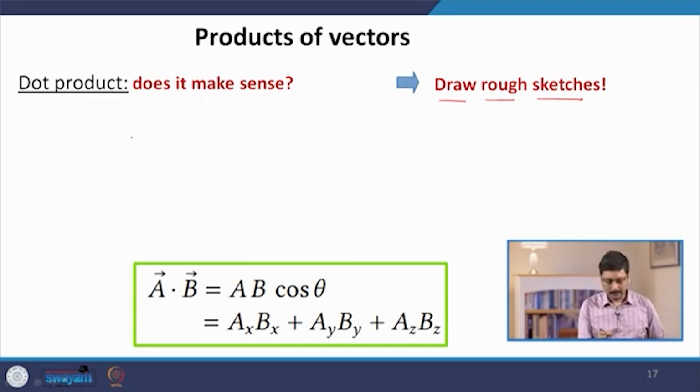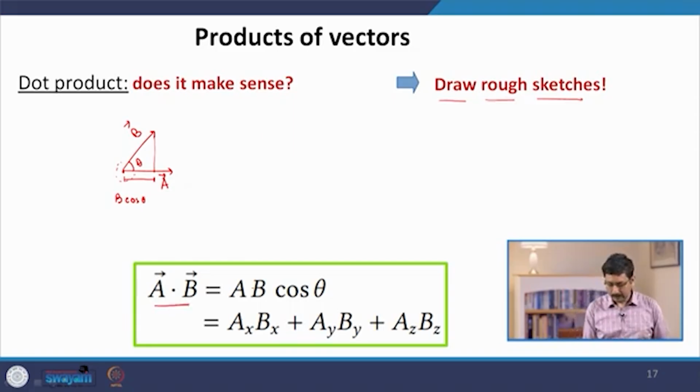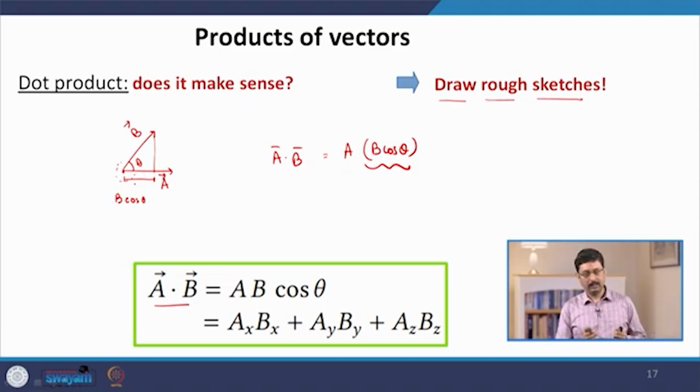So, what does the dot product mean in pictures? Suppose this is my vector A. The length of this arrow represents the magnitude A and the direction of the arrow is the direction, and suppose this is the vector B and theta is the angle between the two vectors. Note that there are two angles possible, and by convention we usually take the smaller angle as the angle between two vectors. Now, you drop a perpendicular from B on A, then you see that this piece represents B cos theta. So, then A dot B is nothing but A times B cos theta. This B cos theta is sort of the contribution of B in the direction of A.